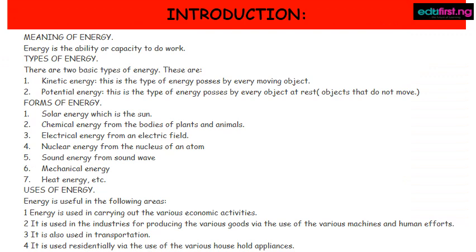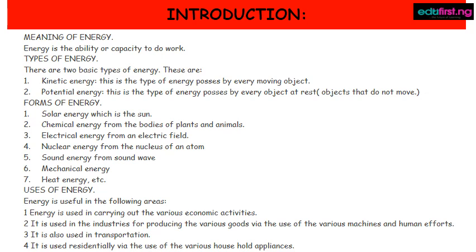Let's proceed. Introduction: meaning of energy. Energy is the ability or capacity to do work. Types of energy: there are two basic types of energy. These are kinetic energy, which is the energy possessed by every moving object, that is, an object in motion, and potential energy, which is the type of energy possessed by every object at rest, that is, objects that do not move, or stationary objects.